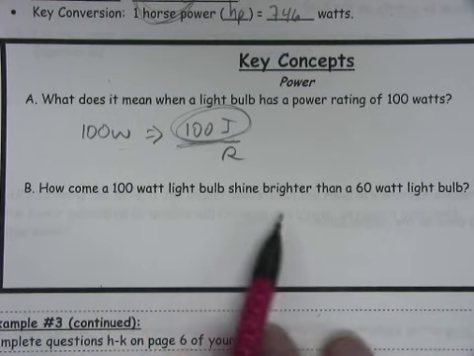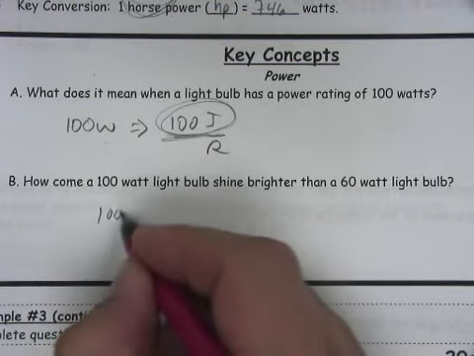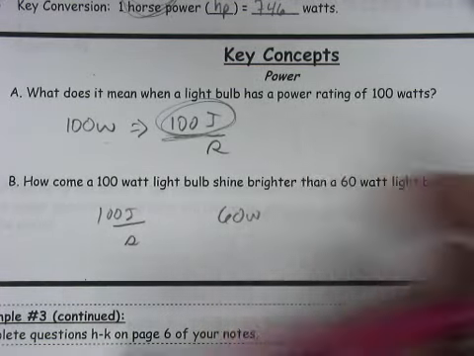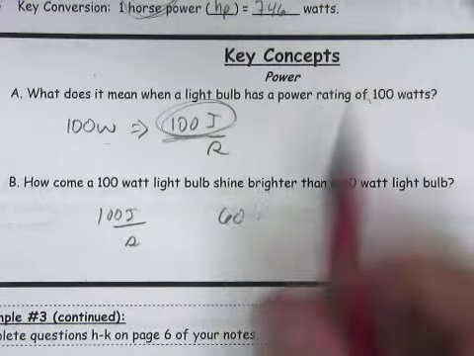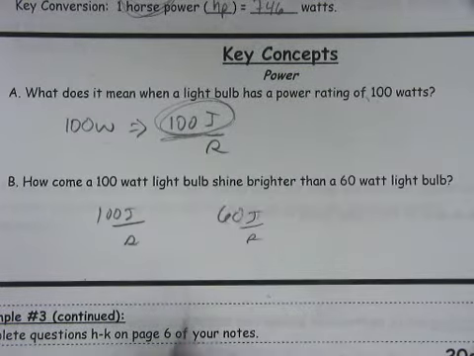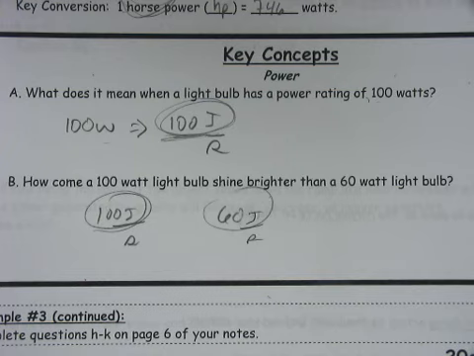How come a 100-watt light bulb will shine brighter than a 60-watt light bulb? Well, a 100-watt light bulb is giving off 100 joules every second, while a 60-watt light bulb is giving off only 60 joules per second. So this is giving off more light per second than this guy. And that's power.